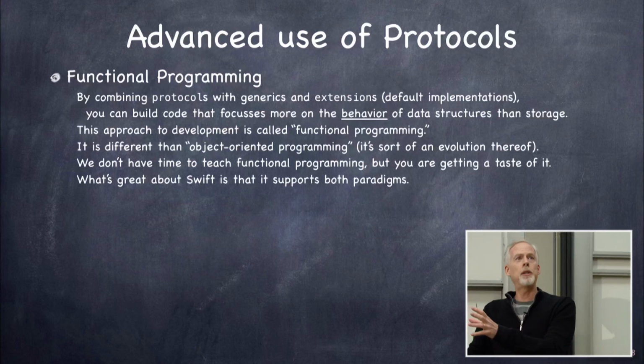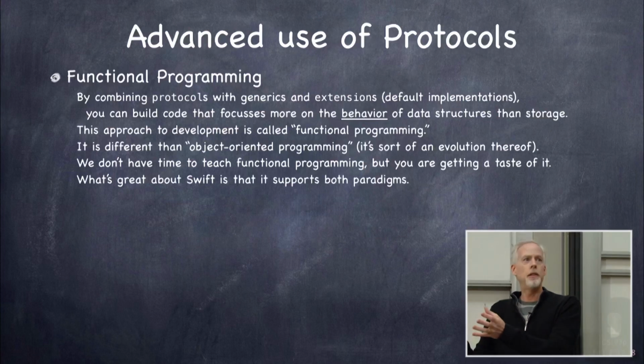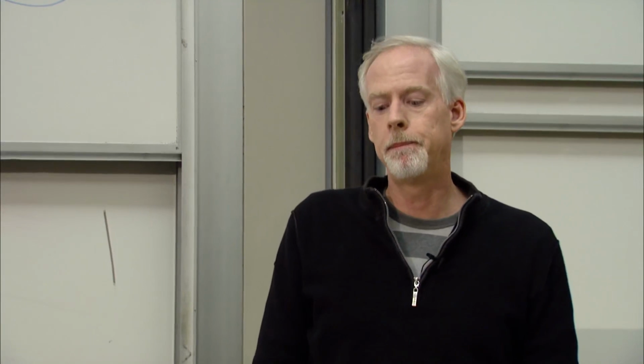How many people have heard of the language Haskell? Okay, same people who know about functional programming, right? Haskell is a purely functional programming language, and Java is a purely object-oriented language. Swift is a mix of the two. That's all I'm going to say about functional programming, just so that you know it's there.